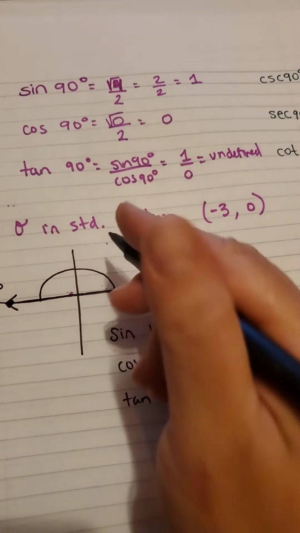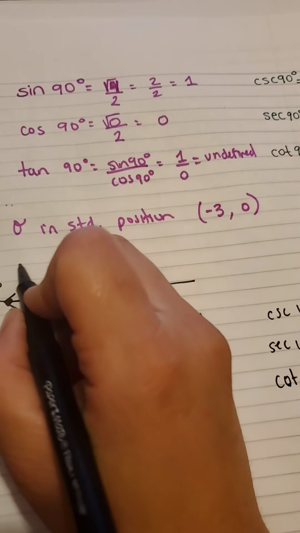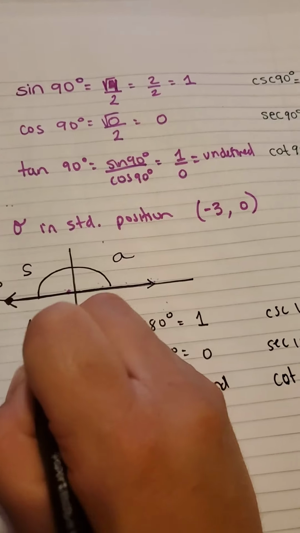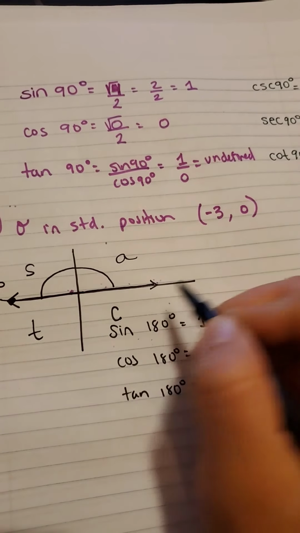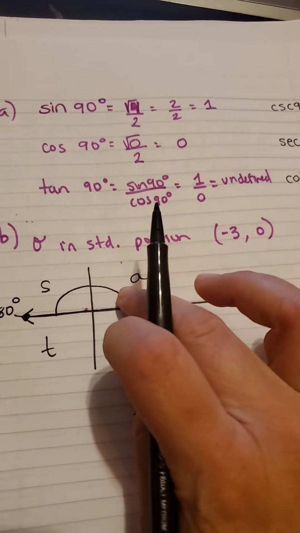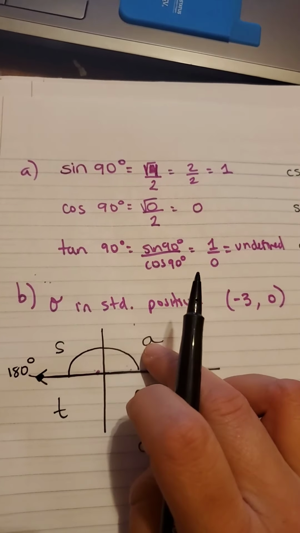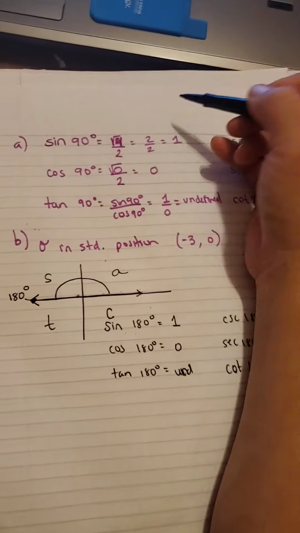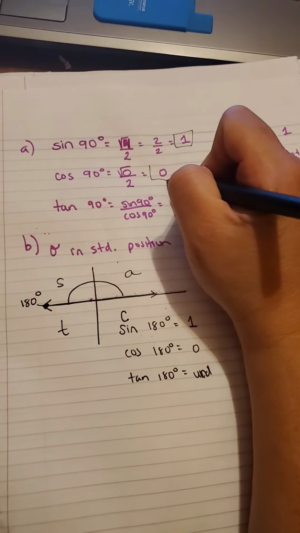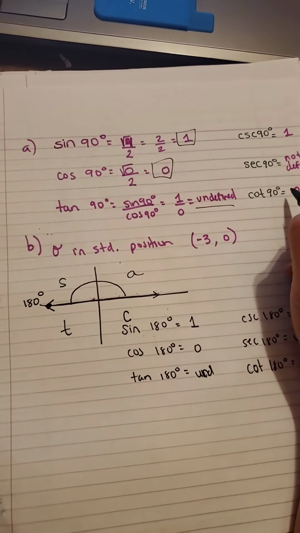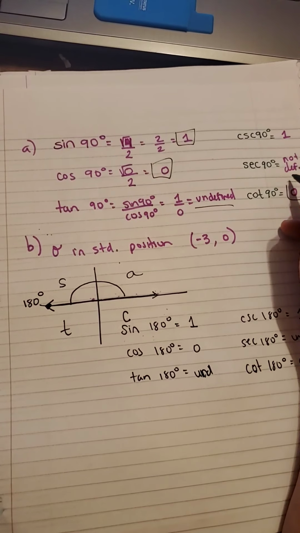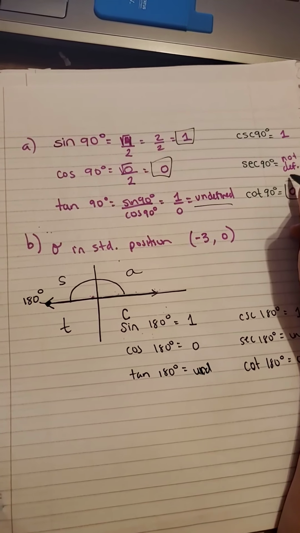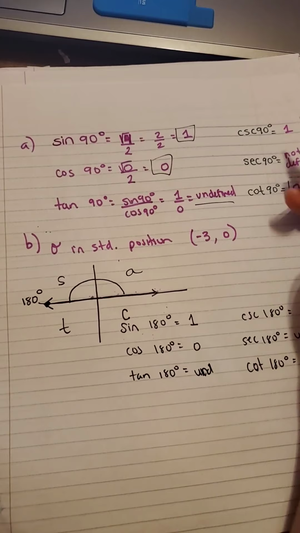So for the sign, we can say, okay, all students take calculus. Okay, here, all of the functions are positive. So at 90 degrees, all of the 6 trigonometric function values were positive. These were all positive, right? Well, 0 is not positive or negative, right?